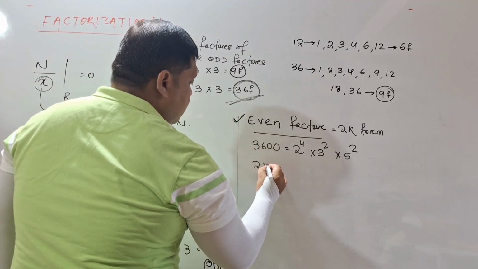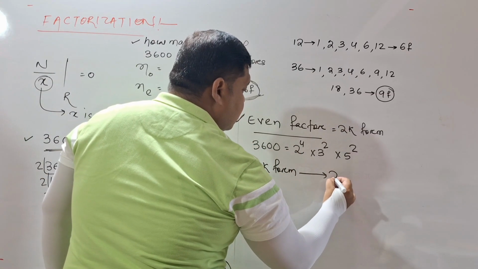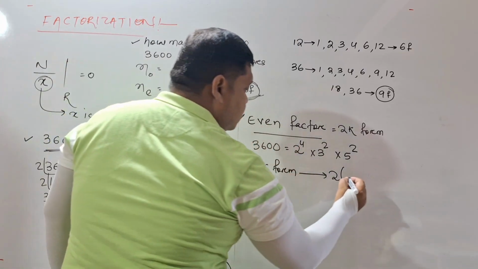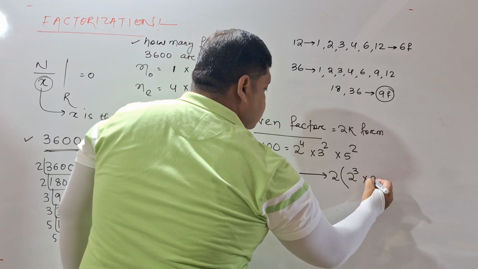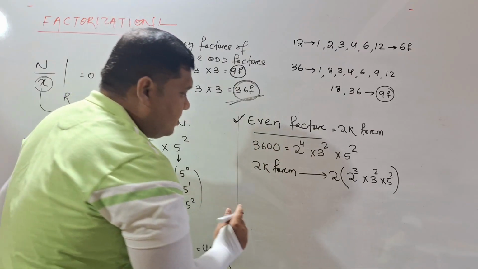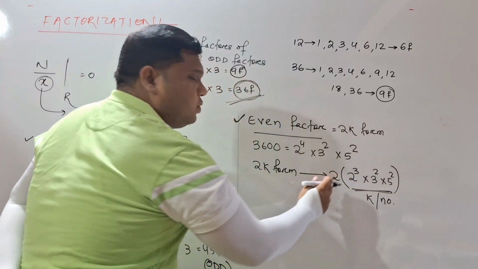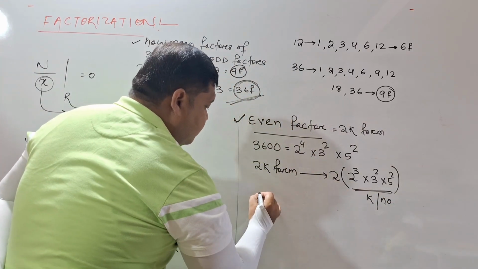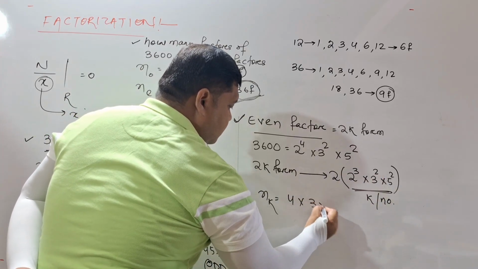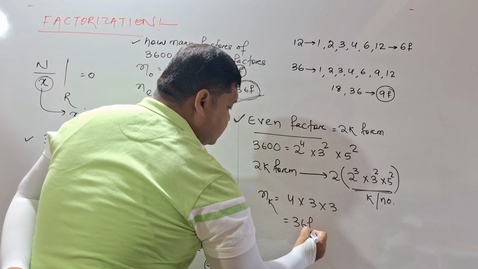Even number means 2k form. So what I will do, I take one 2 outside here. If I take one 2 outside, total number of 2's available is 4. I take one 2 outside. Now remaining is what? 2 cube into 3 square into 5 square. Now whatever is written within the bracket, how many factors are there? This is k. And any number into 2, that is even. So for that k, the number of factors is how much? Already told you, power plus 1, power plus 1, power plus 1. So 4 into 3, 12, 12 into 3, 36. So 36 factors are even.